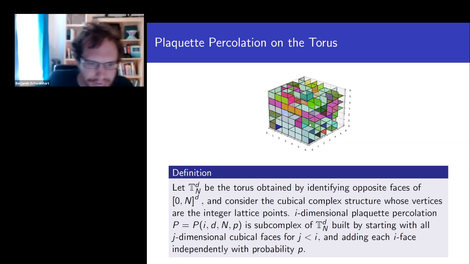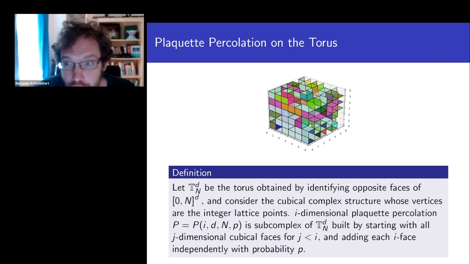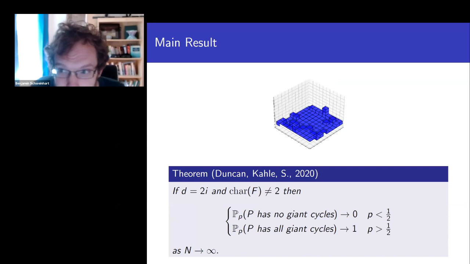And then we define i-dimensional plaquette percolation with probability p to be the random cubical complex obtained where we start with the (i-1)-skeleton. That means, say, if we're doing 2-dimensional plaquette percolation, we start with all the vertices and all the edges. And then we add in the i-plaquettes independently with probability p. In the case of the picture here, we're adding each of these 2-dimensional squares with probability p. And so this gives us a random cubical complex. And that is the structure we are going to study. And the main theorem we proved.